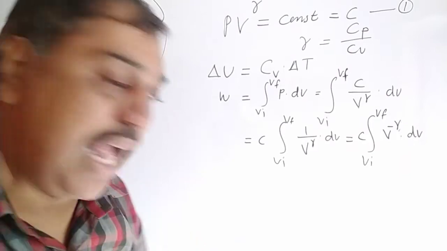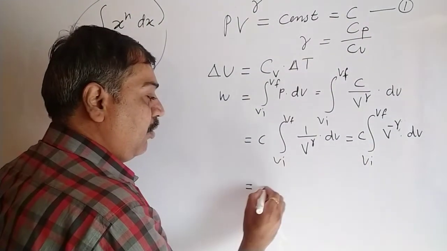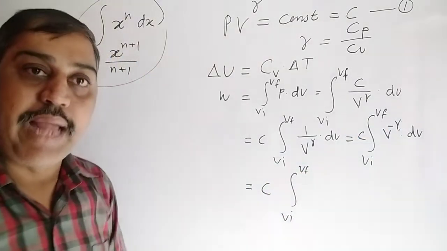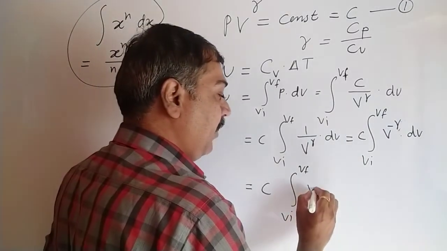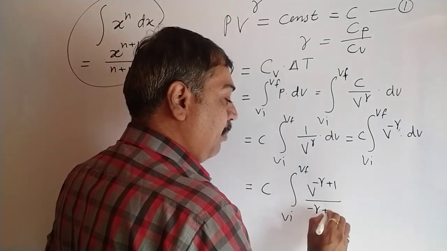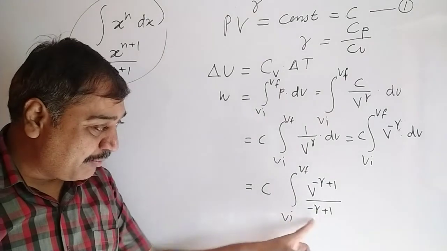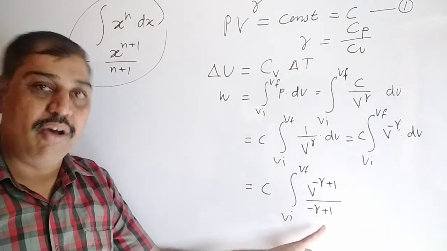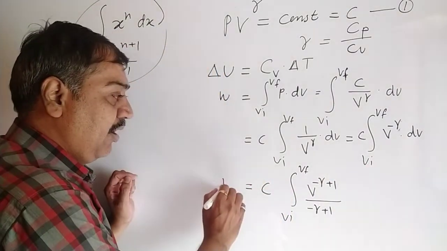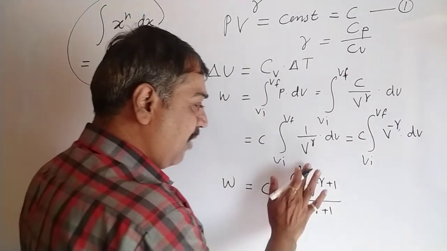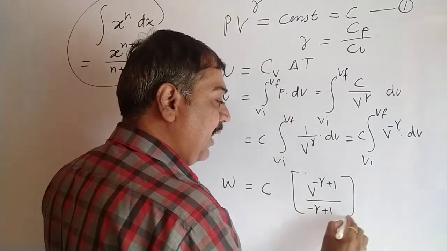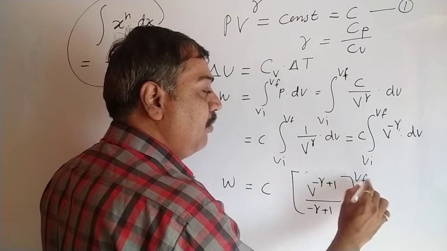So we can write the equation here. Further we can write it equal to C, integration varies from Vi to Vf, V to the power minus gamma plus 1 divided by minus gamma plus 1. In your book they have written this as 1 minus gamma. It is the same thing, minus gamma plus 1, or you can write 1 minus gamma. So this is the integration, this is C, so that we get here the work done. But here as we have just put the values, this should not be integration because we have used the formula. So we should use the bracket where integration varies from Vi to Vf.